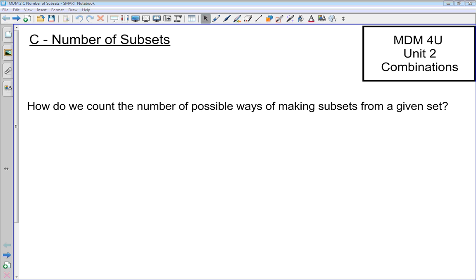Okay, this lesson is called number of subsets, and what we want to do is something that's kind of similar to what we've been doing all along. How do we count the number of possible ways of making subsets from a given set? Now this is in our unit on combinations, but what we're doing here is something slightly different than what we were doing with combinations.